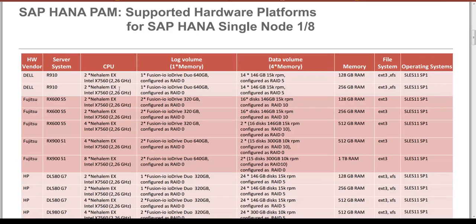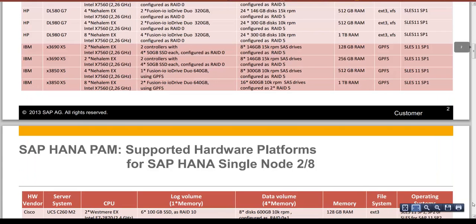Okay, then you have the CPU and you have the file system type ext3, and take note of the operating system. This HANA is rolled out only on one operating system, which is SUSE Linux 11 SP1. Okay, so this is the only operating system which is supported by SAP. So HANA is rolled out only for this product. Okay, so let's see the details about the others.